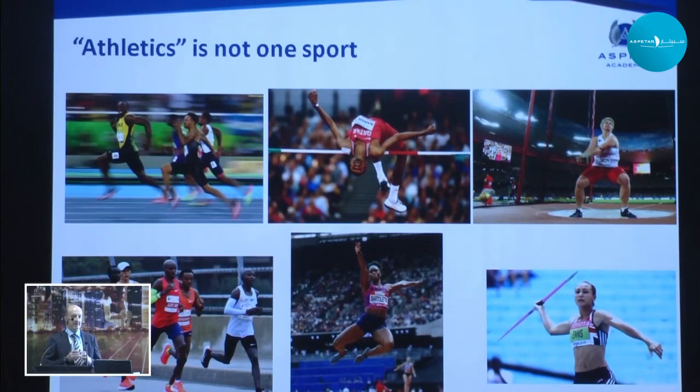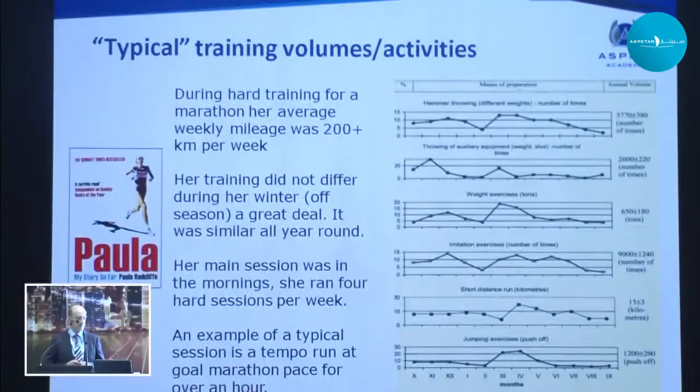So we should look at athletics not as one sport, but be discipline specific, or at least within events. So what the throwers do training-wise is completely different from the middle distance runners. So we need to understand training load in those contexts. What are the typical training volumes?